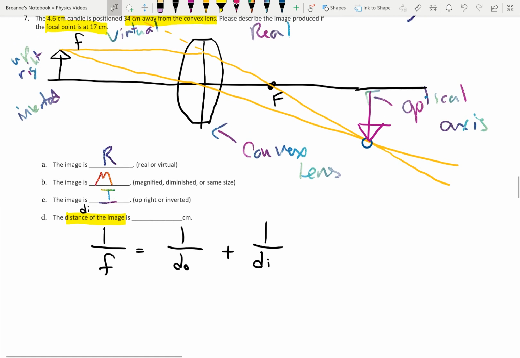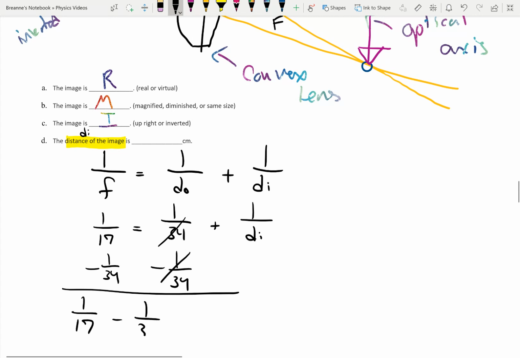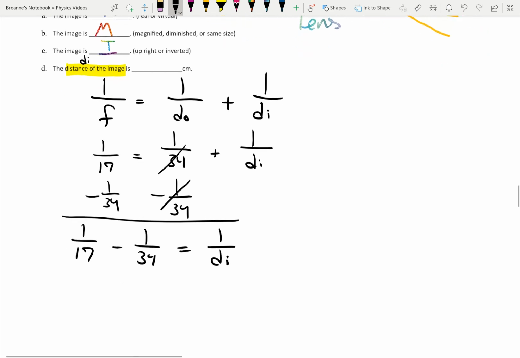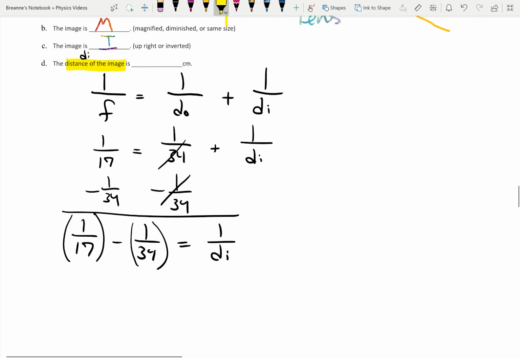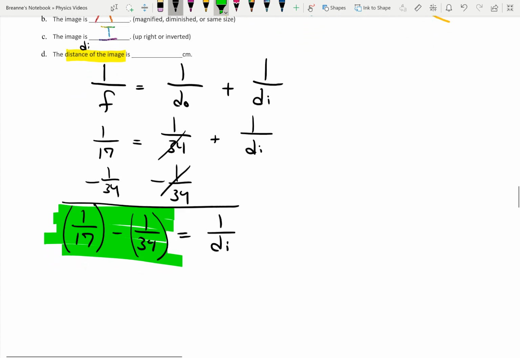It says that our focal point is 17. Our distance is 34. And we're looking for our DI. We need DI by itself so we can subtract. And what we do to one side, we do to the other. So we get 1 over 17 minus 1 over 34 equals 1 over DI. Put parentheses around that, and that's how you can plug it into the handy dandy calculator. Parentheses, 1 divided by 17 in parentheses, minus parentheses, 1 divided by 34 in parentheses, enter.